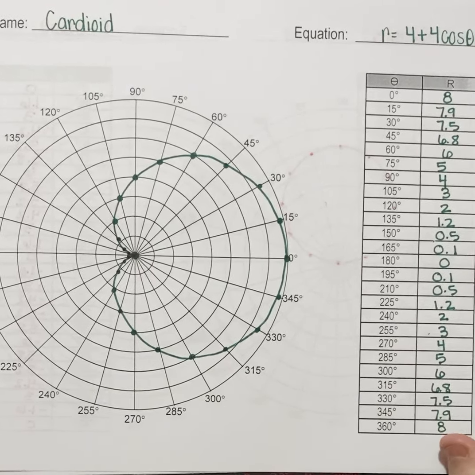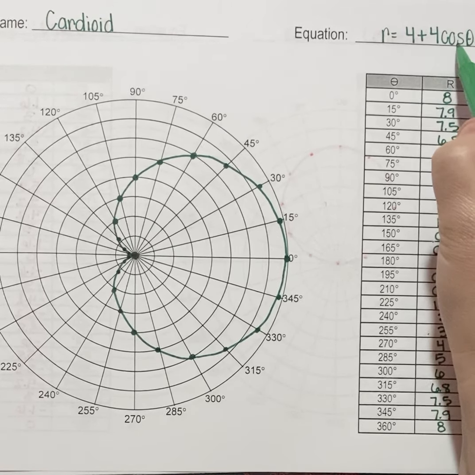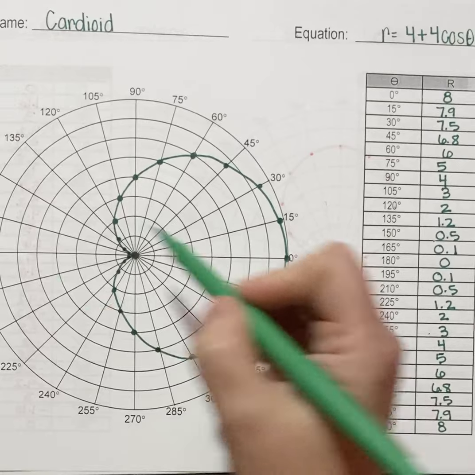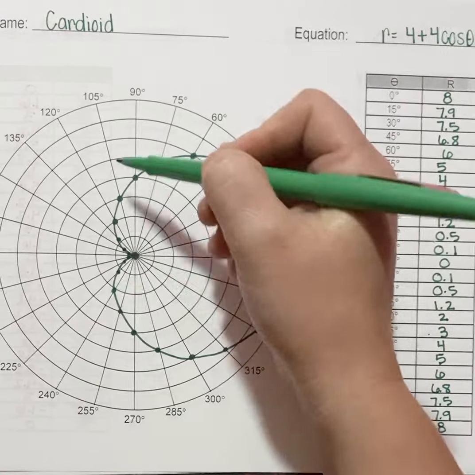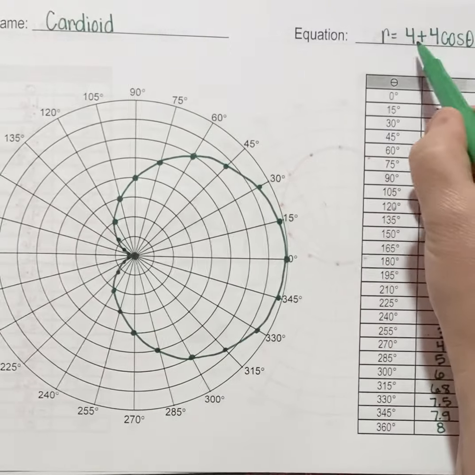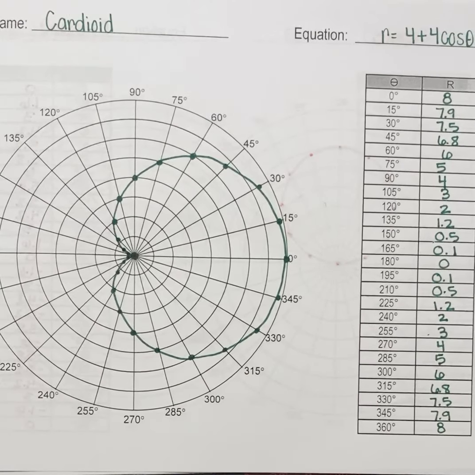Now remember we talked about before being on the x-axis or the y-axis. Anything that's cosine is going to be on my x-axis. If it was negative, it'd flip over here. Anything that had sine on it would be up or down on my y-axis. So these two numbers must match to get me a cardioid.